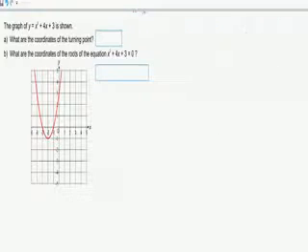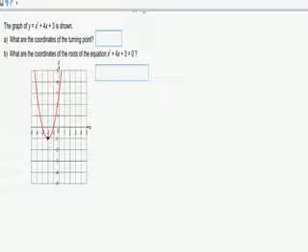Okay, so the graph of y equals x squared plus 4x plus 3 is shown. Okay, so they've already drawn the graph in for you. Okay, what are the coordinates of the turning point? The turning point is where the curve literally turns. Okay, so here is the turning point.